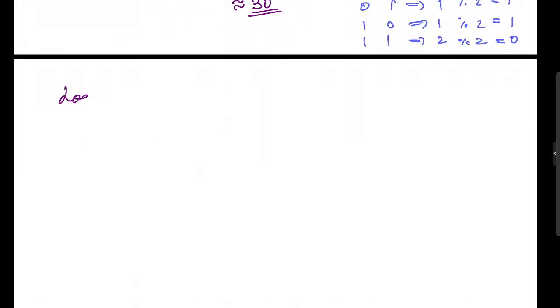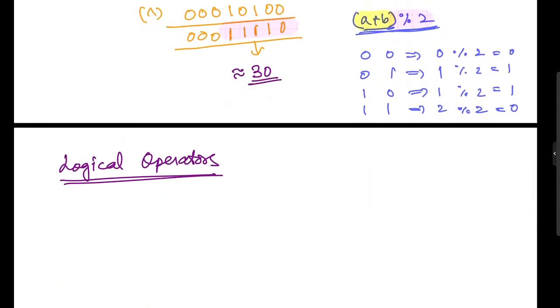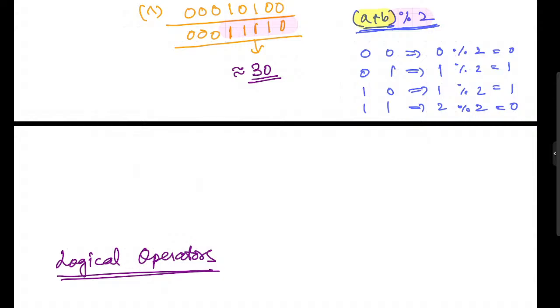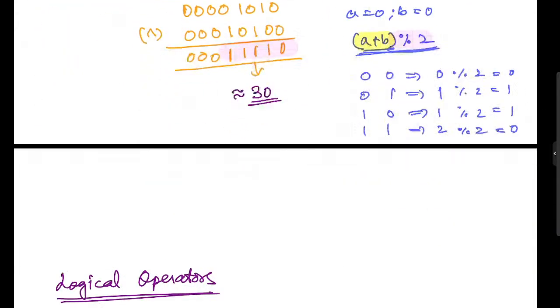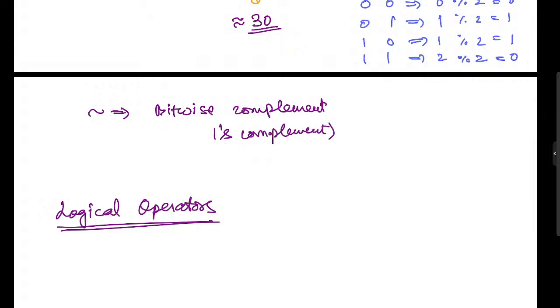Yeah, logical operators, right? So before even moving to logical operators, we will look into our tilde. Tilde is a bitwise complement. Basically, bitwise complement is one's complement, simply speaking.